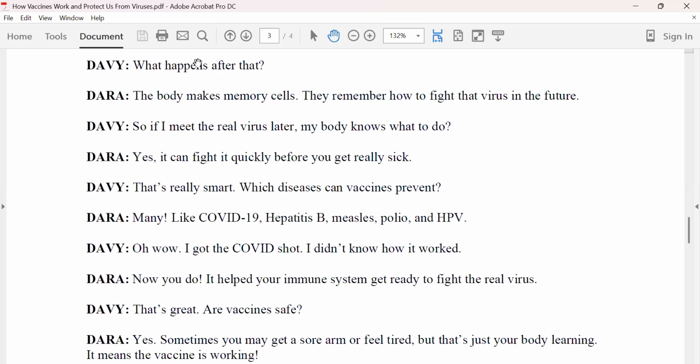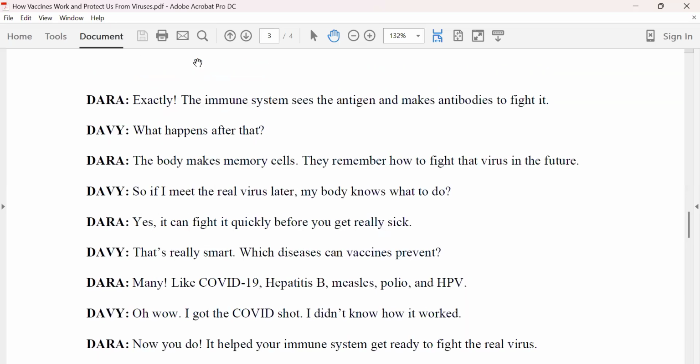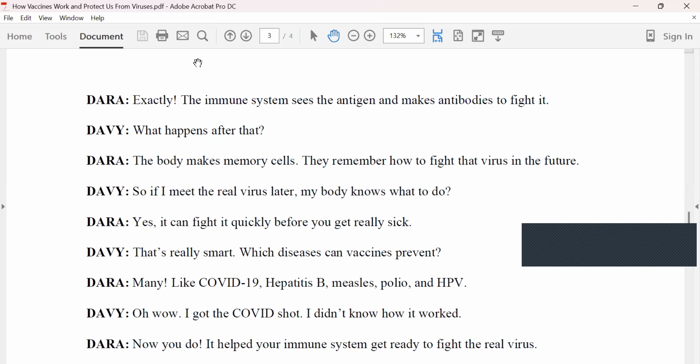Exactly. The immune system sees the antigen and makes antibodies to fight. What happens after that? The body makes memory cells. They remember how to fight the virus in the future. So if I meet the real virus later, my body knows what to do.